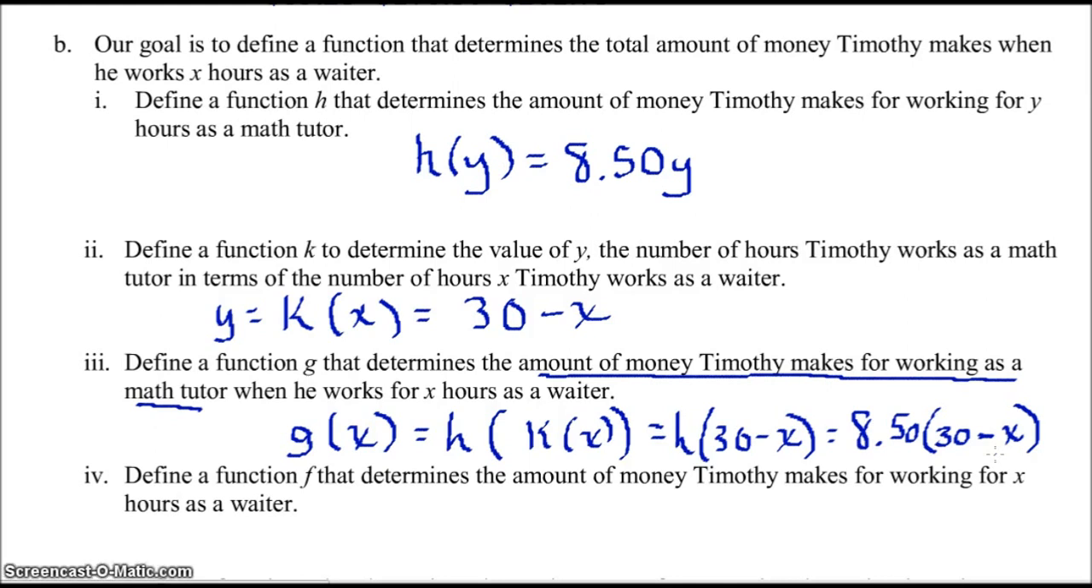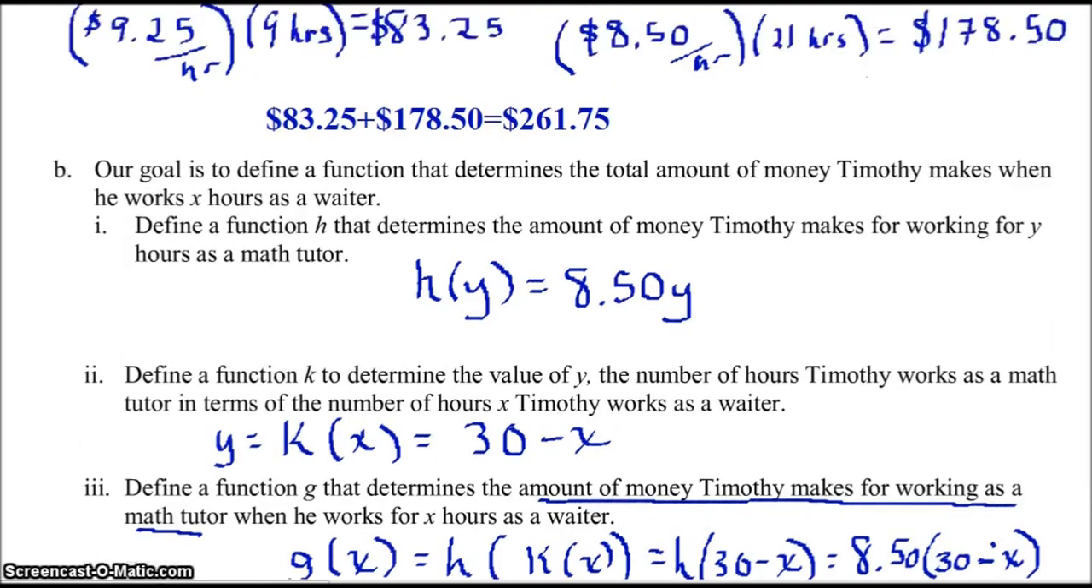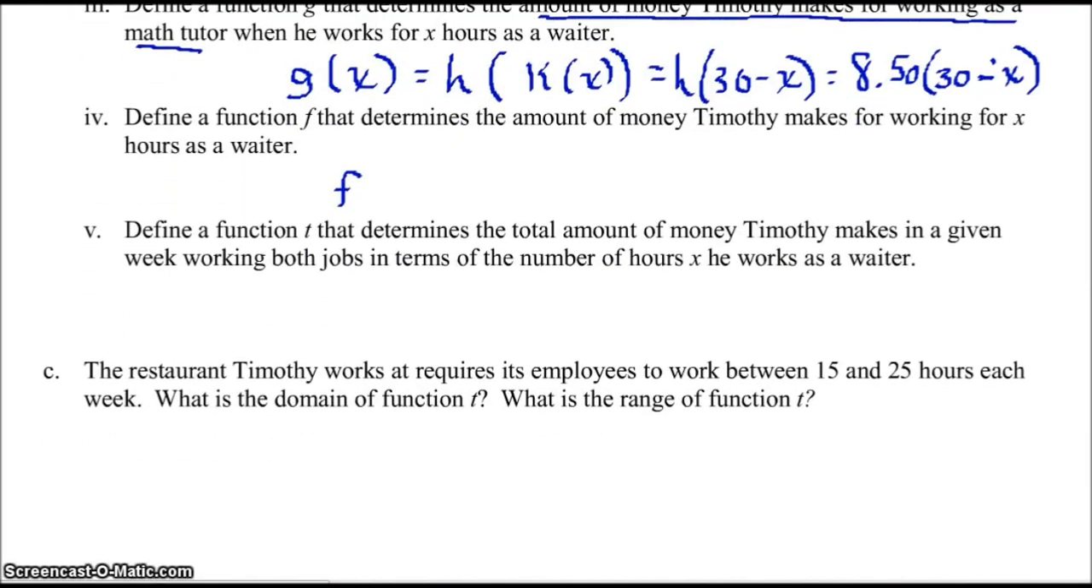Part 4, define a function f that determines the amount of money Timothy makes for working x hours as a waiter. Well, we know that he makes $9.25 an hour, I believe. Yep. So this function f just has to take the number of hours that he works multiplied by the rate. 9.25 is the rate times the number of hours that he works as a waiter, x.